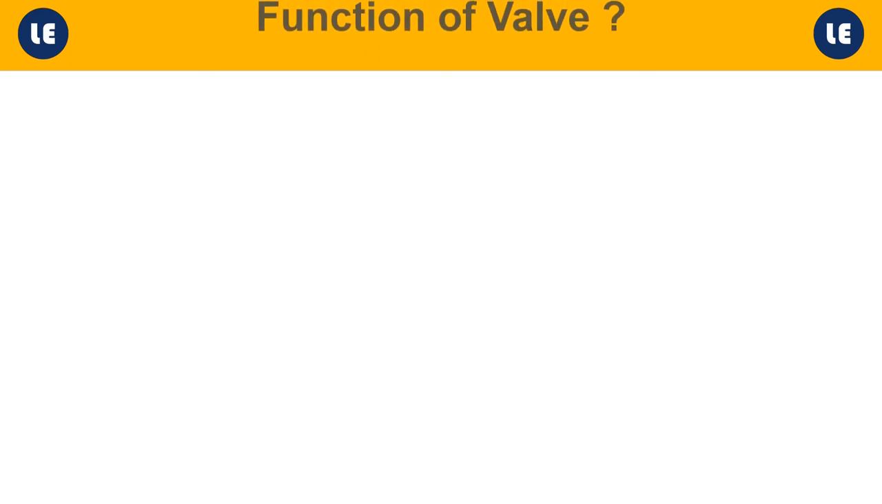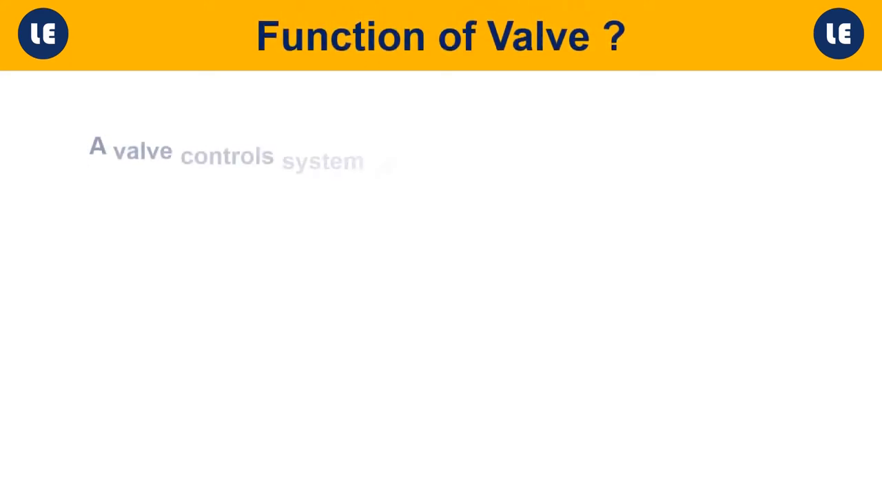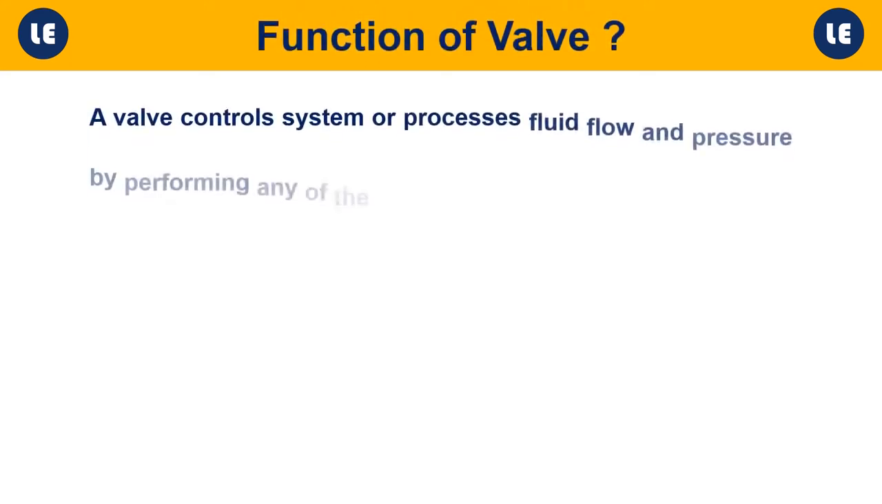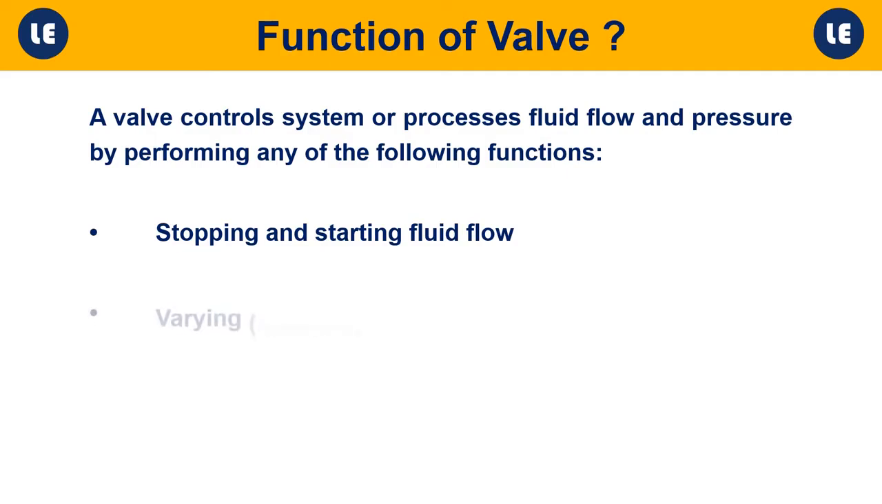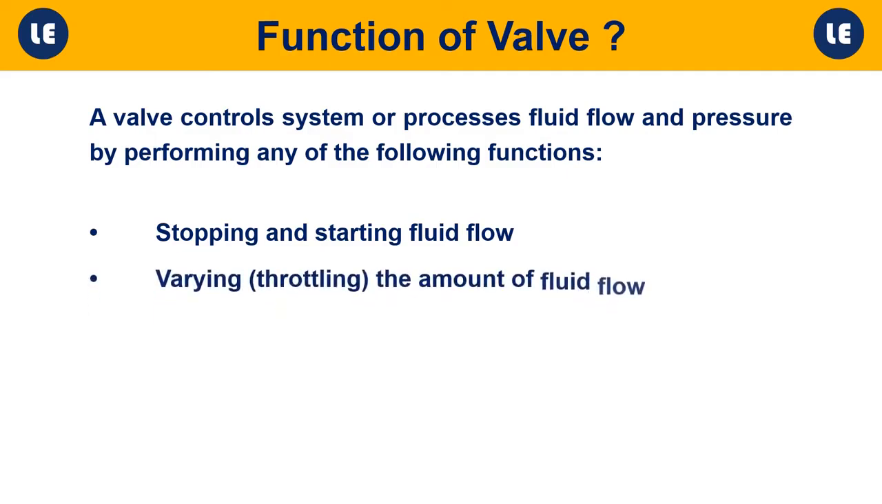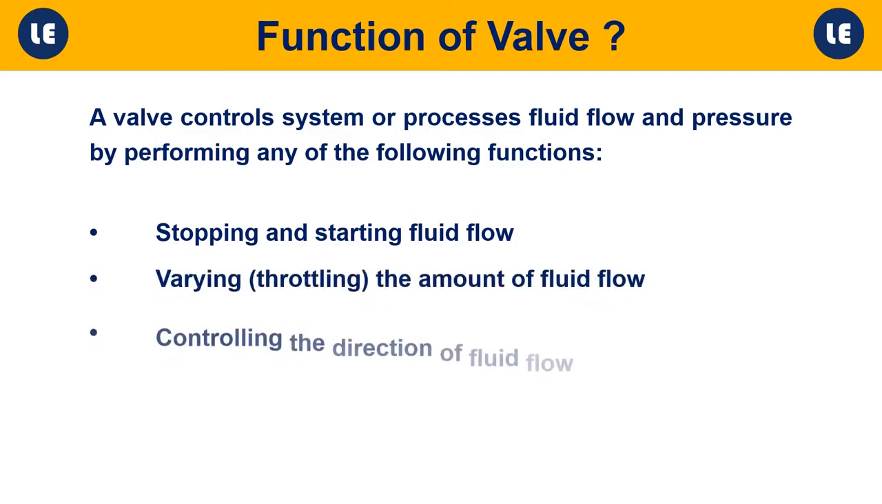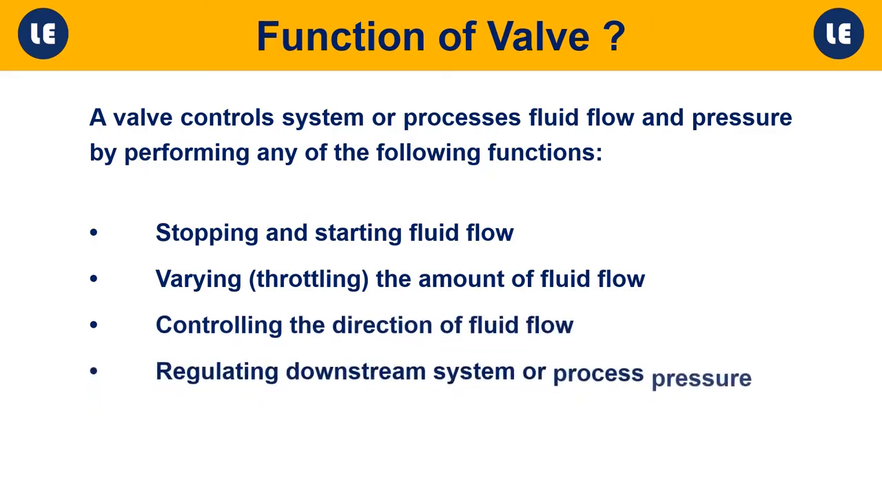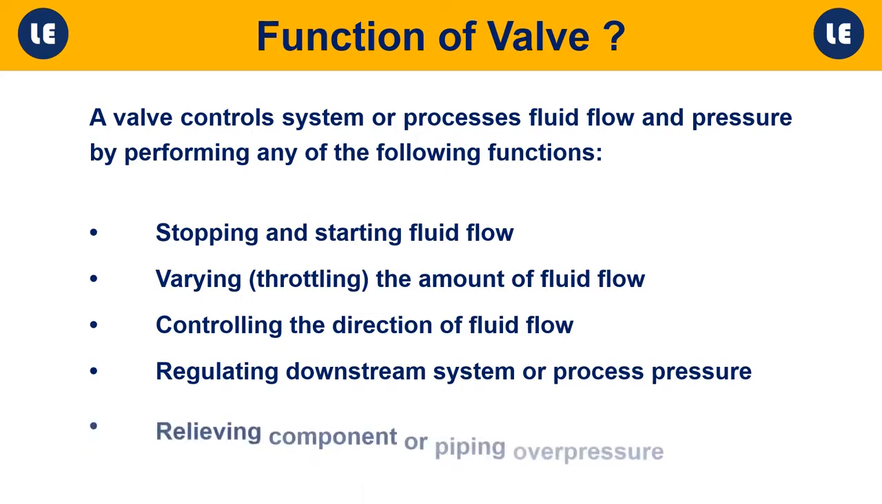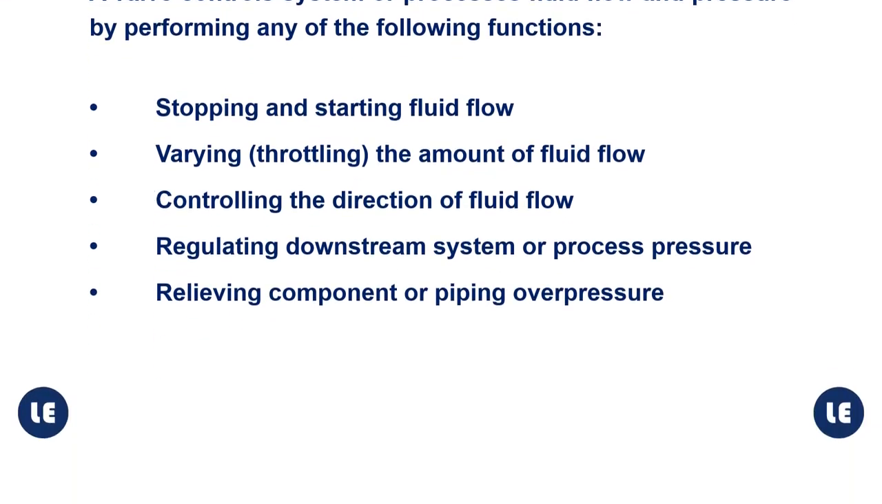Now move on to the function of valves in industry. A valve controls system or process fluid flow and pressure by performing any of the following functions: stopping and starting fluid flow, varying the amount of fluid flow, controlling the direction of fluid flow, regulating downstream system or process pressure, relieving component or piping overpressure.